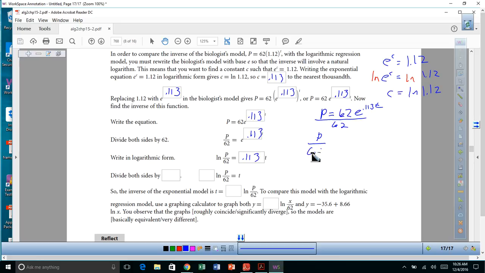P over 62 equals e to the 0.113t, and then we multiply both sides by the natural log, and that cancels that out. So you have the natural log of P over 62 equals 0.113t. Okay? And then we're going to divide both sides by 0.113.